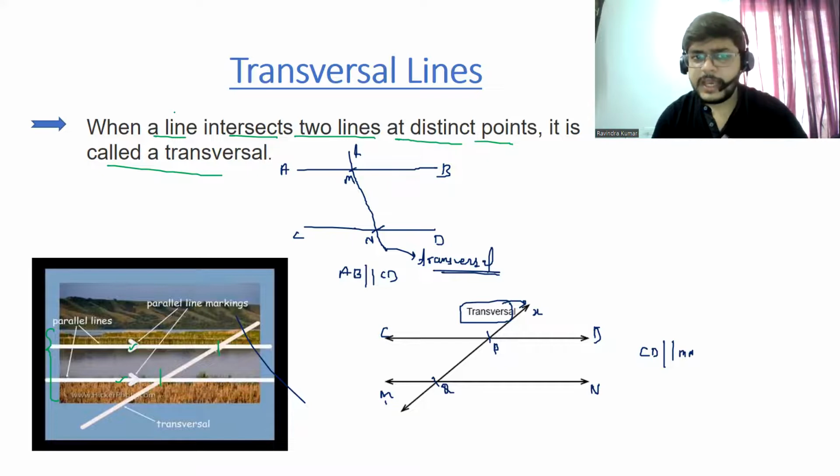So any line intersecting two lines at distinct points, that is called a transversal. Okay, so I think you are able to understand it. Now let's move ahead to this.